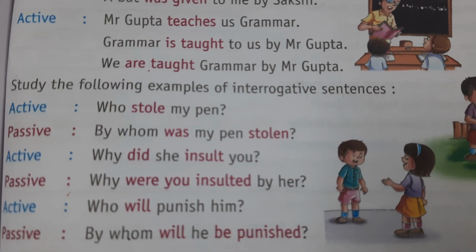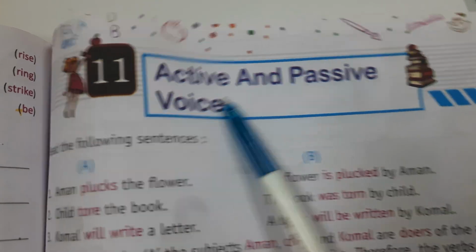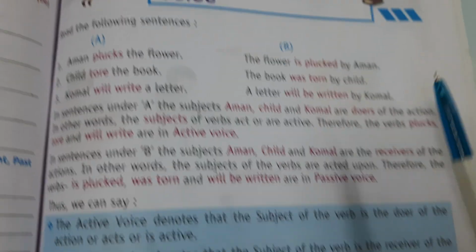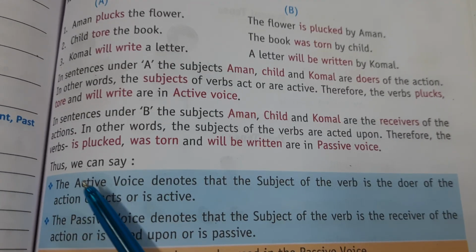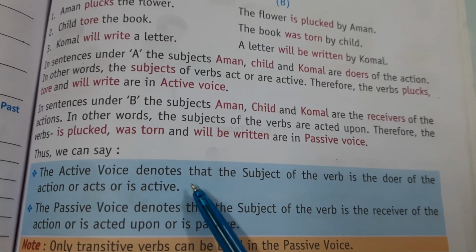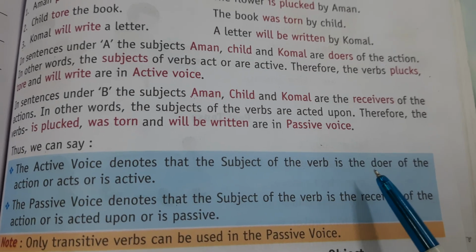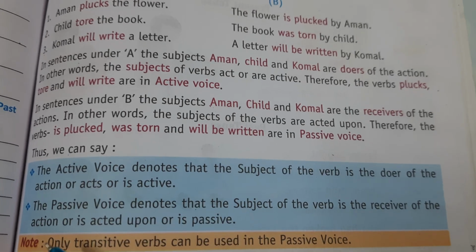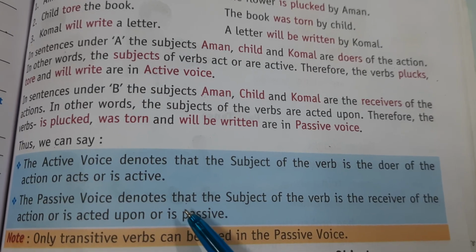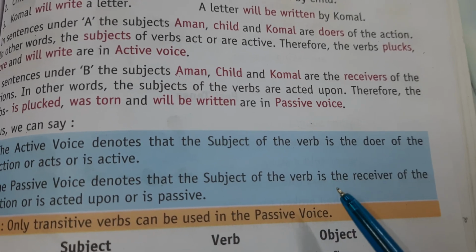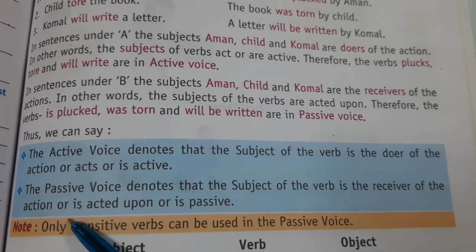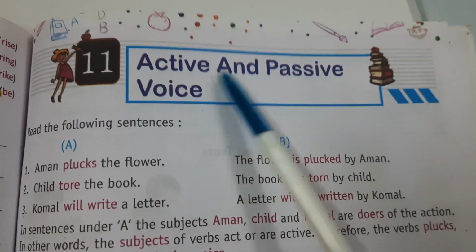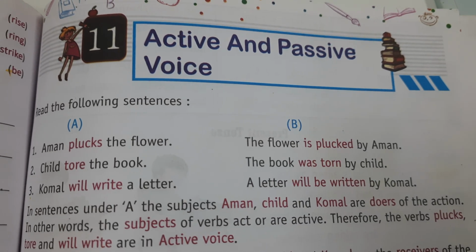So today we learned active and passive voice. In this chapter we learned about active and passive voice. What are active and passive? The active voice denotes that the subject of the verb is the doer of the action, or is active. And the passive voice denotes that the subject of the verb is the receiver of the action, or is acted upon, or is passive. I hope you learned very well today.